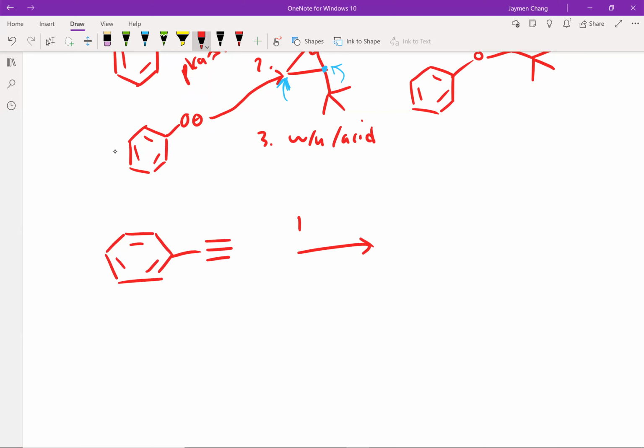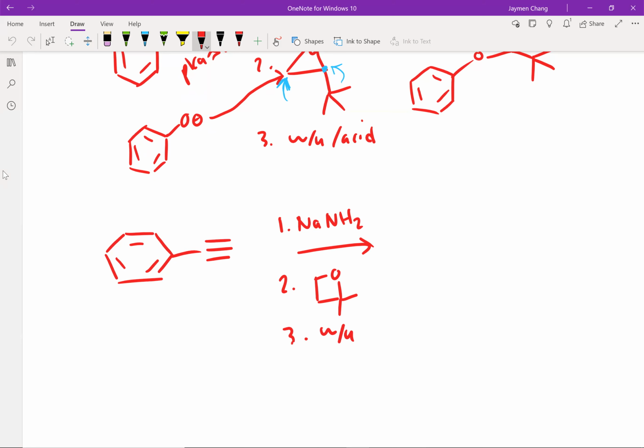And we have NaNH2. So whenever you see something like NaNH2, you should immediately think, okay, this is a base. It's going to do my deprotonation. And you want to look out for an acidic proton to deprotonate in the first place. All right. So we have this. And then again, we're going to have a workup.